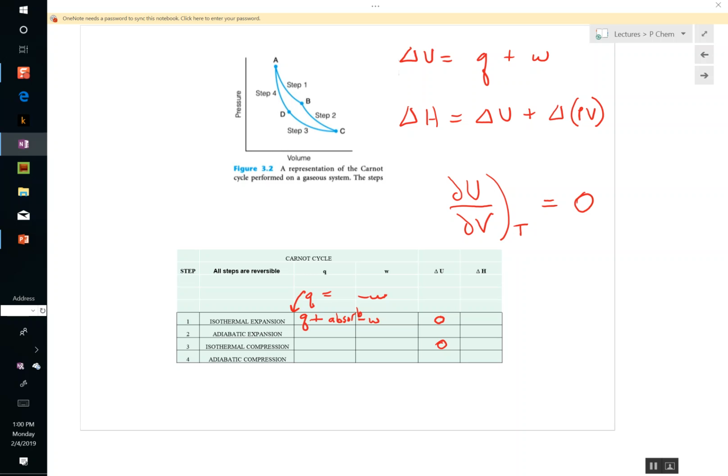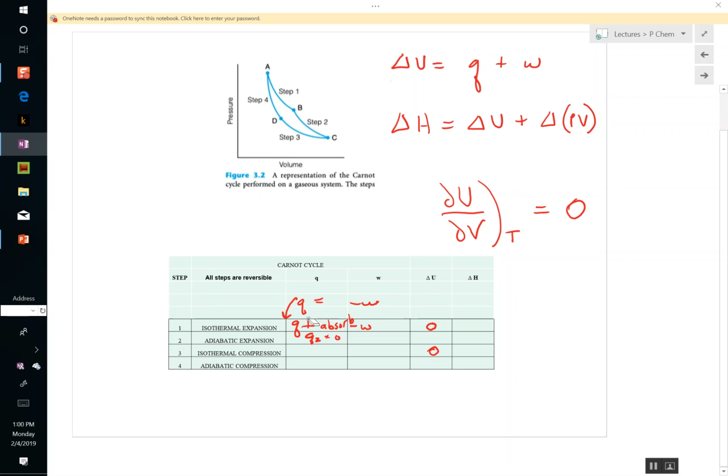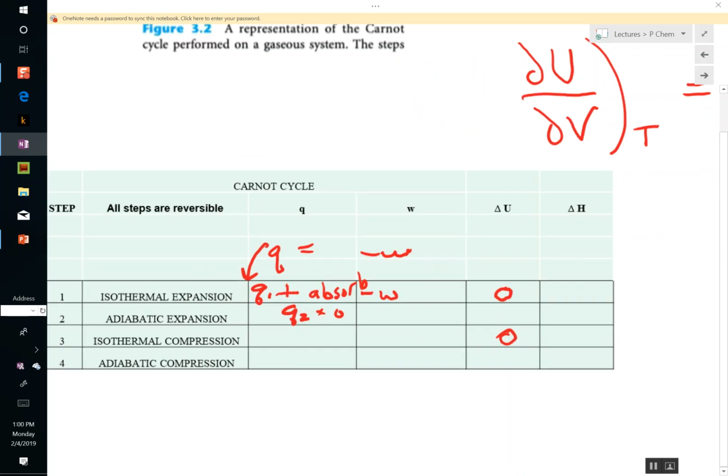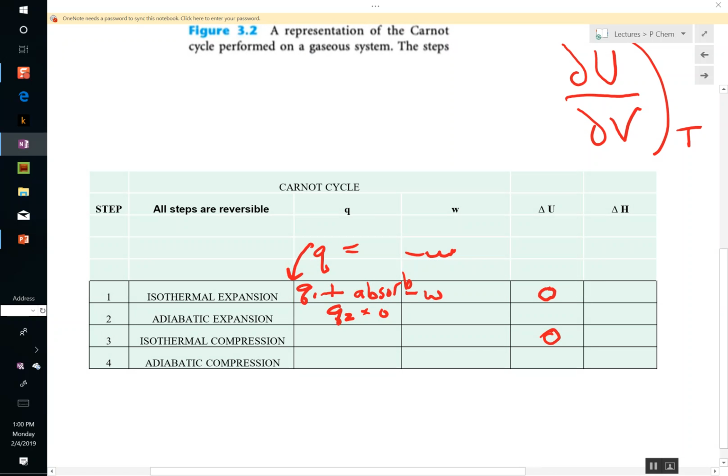So an adiabatic expansion. Adiabatic, insulated. What does that mean? Q doesn't change. There's no heat being lost. There's no heat being absorbed. So here Q2 equals 0. I should probably label these Q's. So this is Q1. I guess I could make these bigger. Q1 is going to be positive. It's going to have a positive value. It's absorbing energy. Q2 is 0. So what does that tell you about this one here?